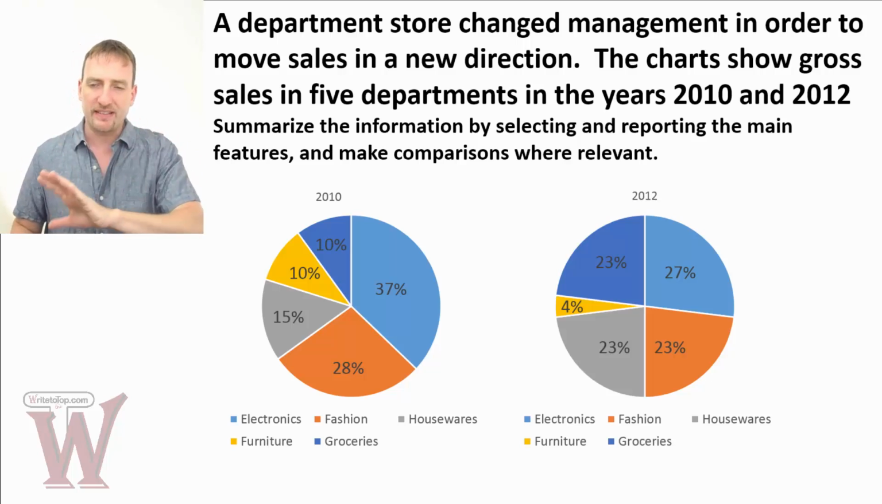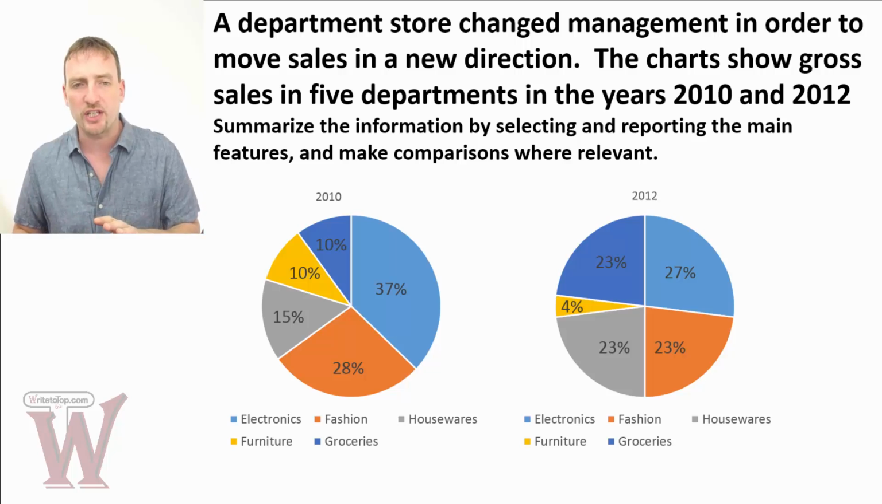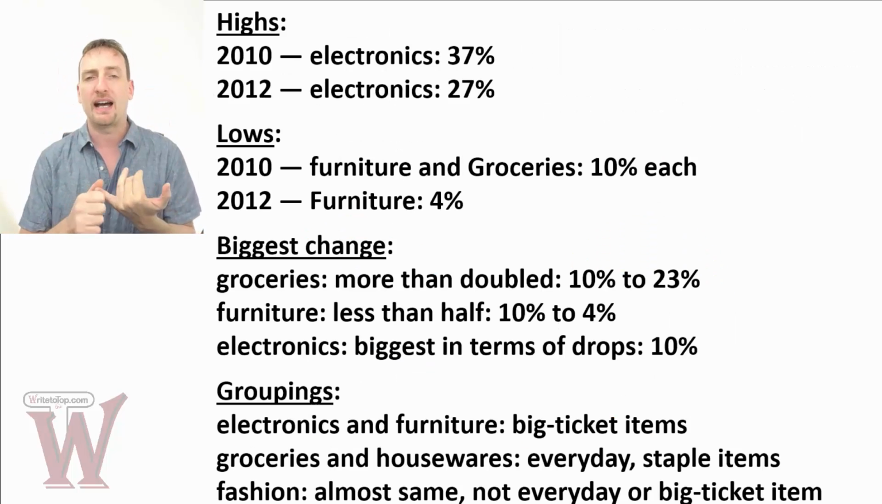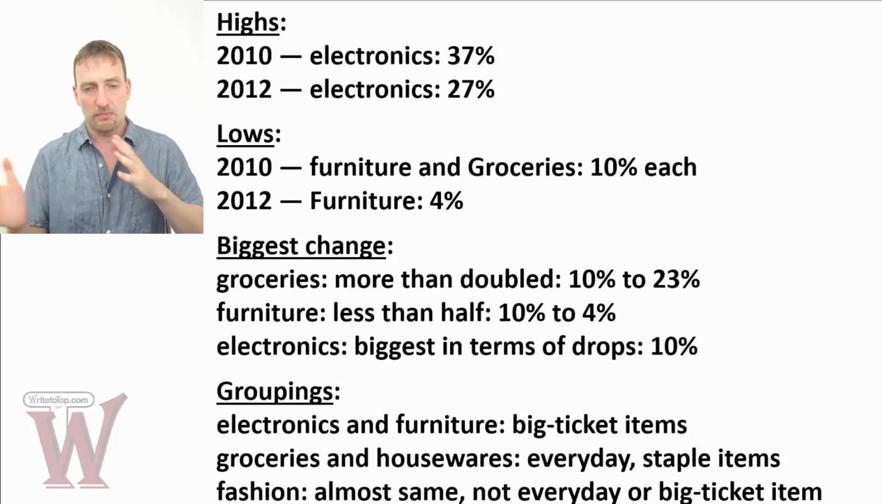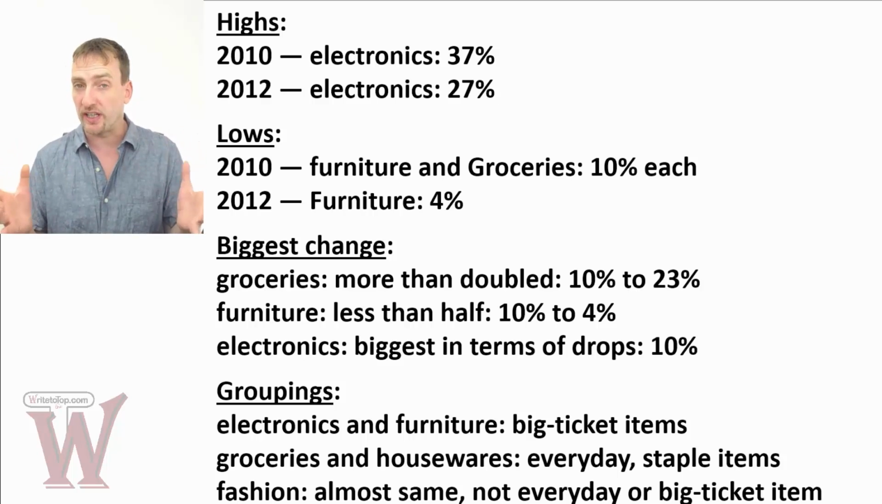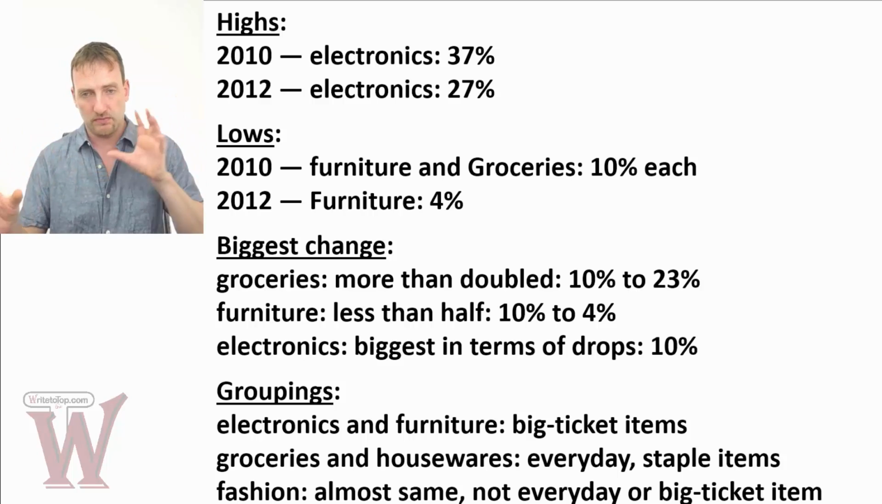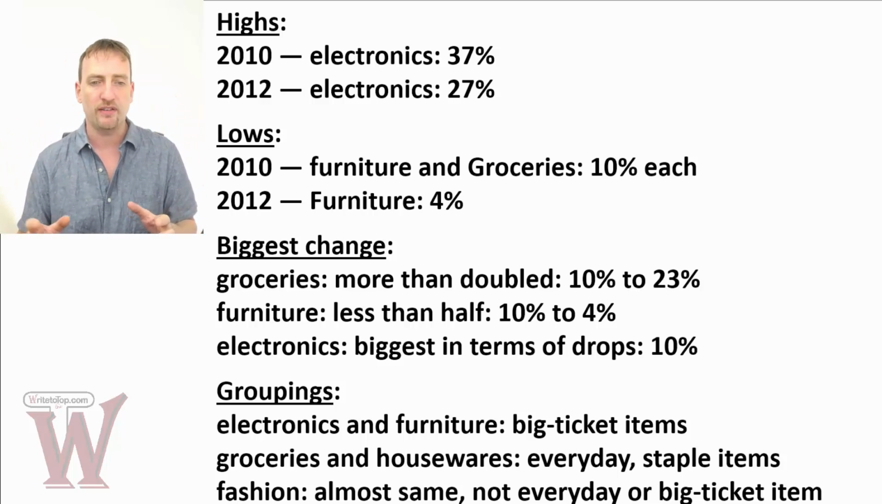So I have basically my groupings. I've looked at some of the information. Now I want to look at details. I'm going to look at my highs, my lows, my biggest changes, because that's what we're looking at here. We're looking at the change from year 2010 to year 2012. And then I'm going to think about my groupings again.